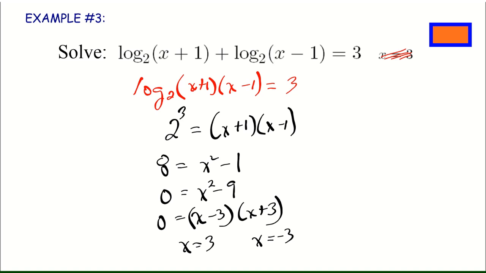Do my verifying to see if these generate extraneous roots. 3 plus 1, not an issue. 4, 3 take away 1, 2, no problem. Negative 3 plus 1, that's no good. It would give me a negative argument. This one is extraneous.